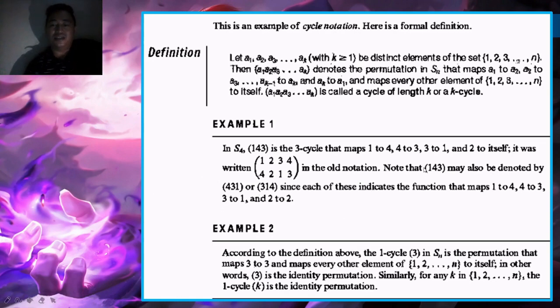Note that (1 4 3) may also be denoted by (4 3 1) or (3 1 4). Right? They are the same: 4 goes to 3, 3 goes to 1, and 1 goes to 4. So only the arrangement is different, but they are equal, since each of these indicates the same function that maps 1 to 4, 4 to 3, 3 to 1, and 2 to 2.